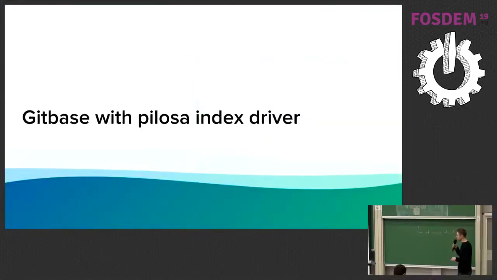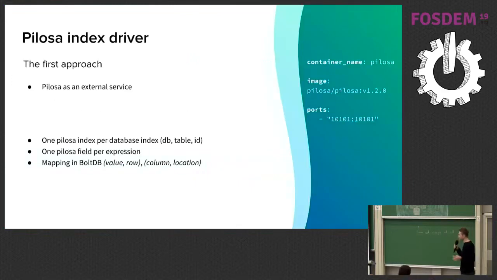So how did we integrate Pilosa in gitbase? The first approach was the simplest one. Take Pilosa, run it in a container as a server, one Pilosa index maps to one database index, and one field was equal to one expression, so the column. It was super simple. We had to add the mapping, because bitmaps are just a matrix, so they have rows and columns, but you have to map the values to rows and columns, to the location or number of the record in your table. So it was the simplest approach.